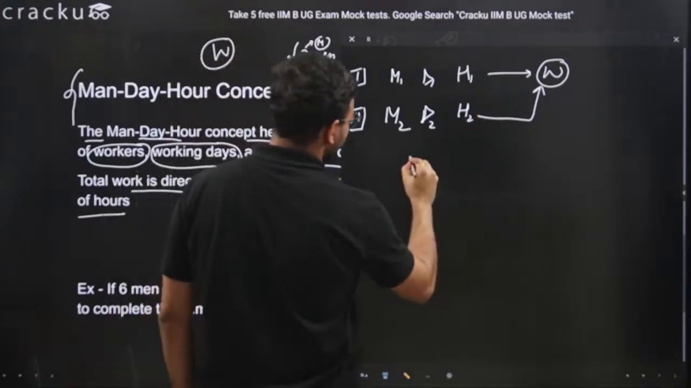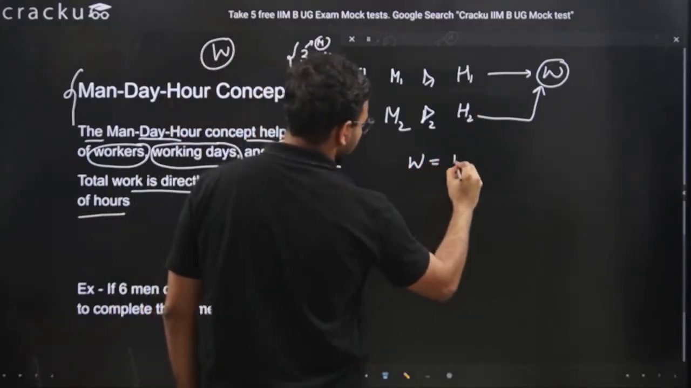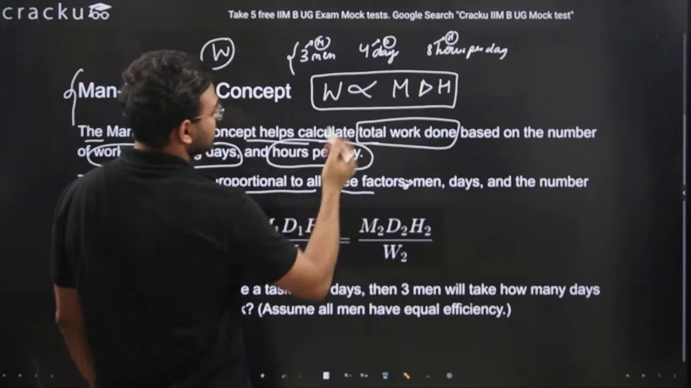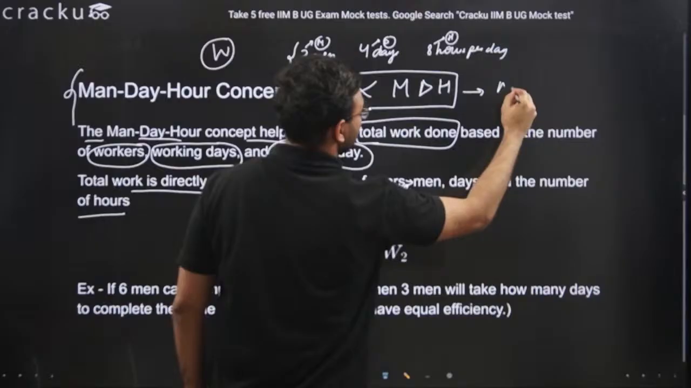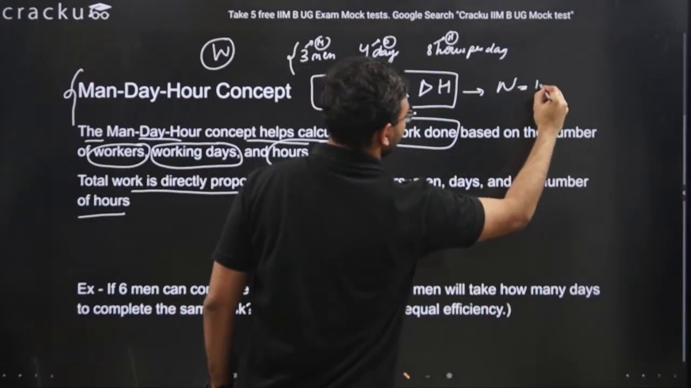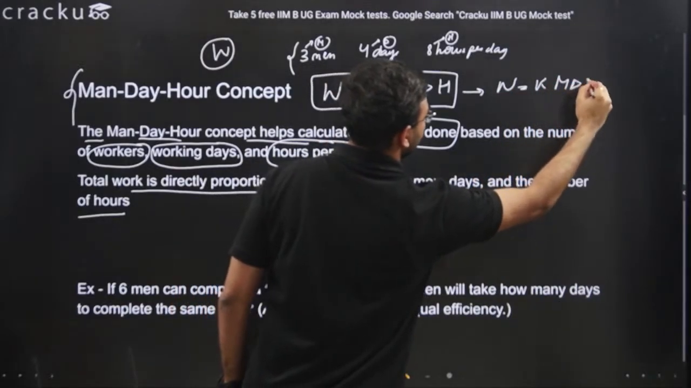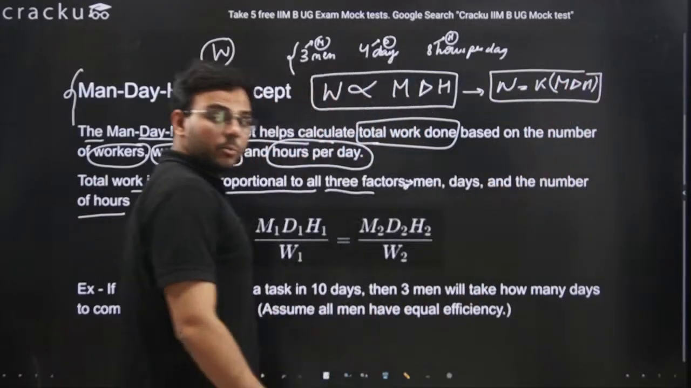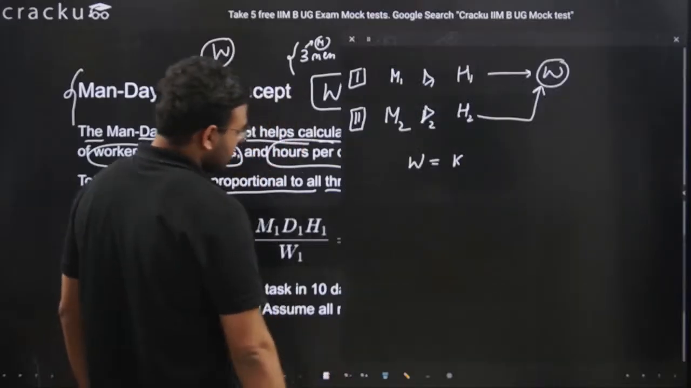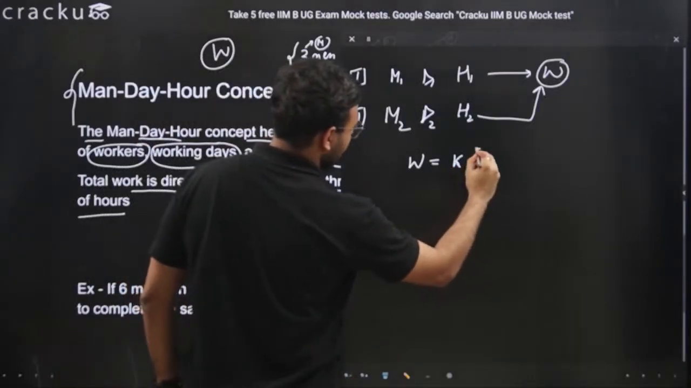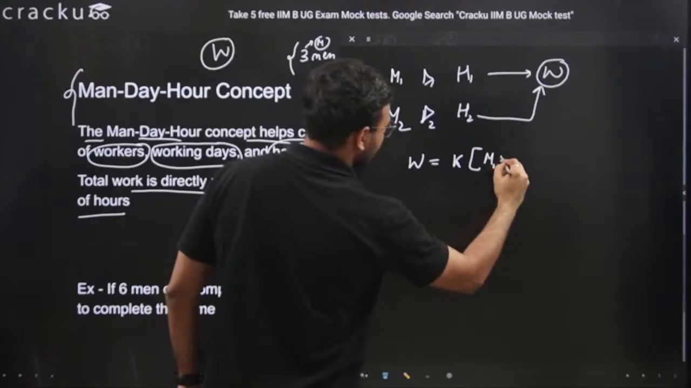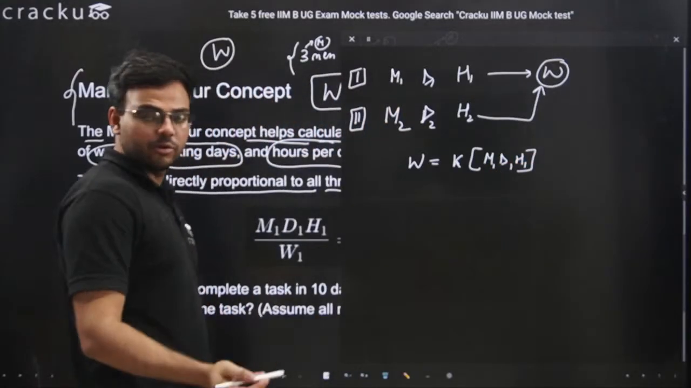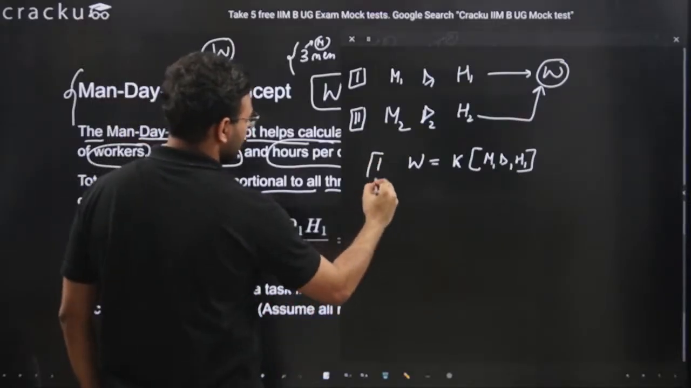So what will be this W? As I said, W is proportional to MDH, so I can write W is equal to K into MDH, where K is some proportionality constant. So I can write W is equal to K into M1 D1 H1. This is for case 1.